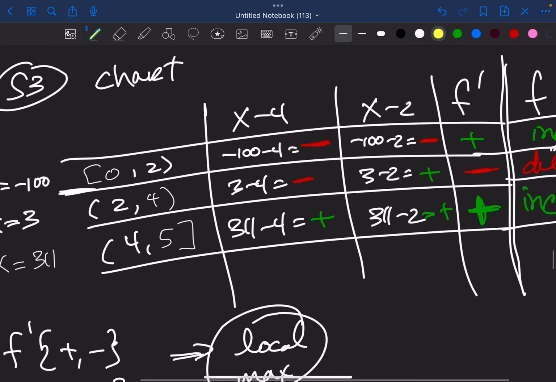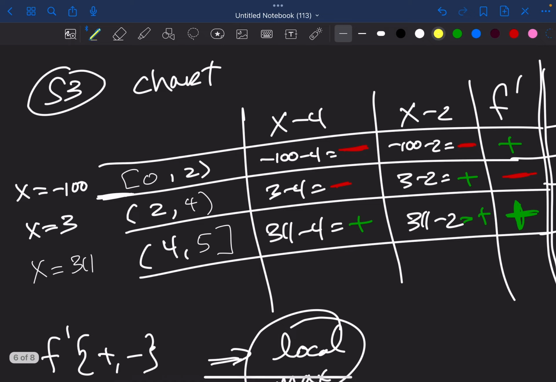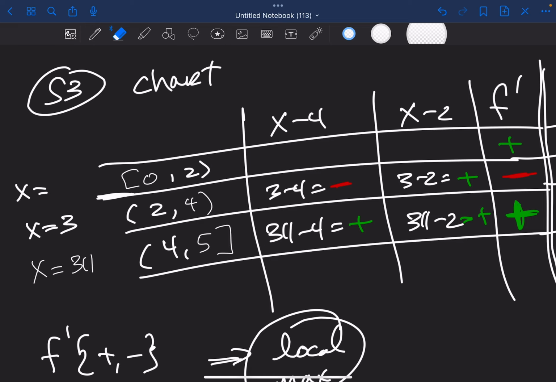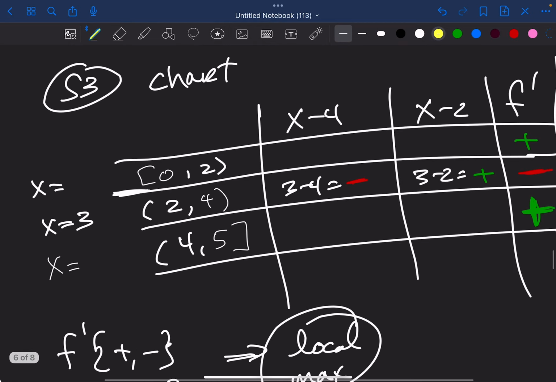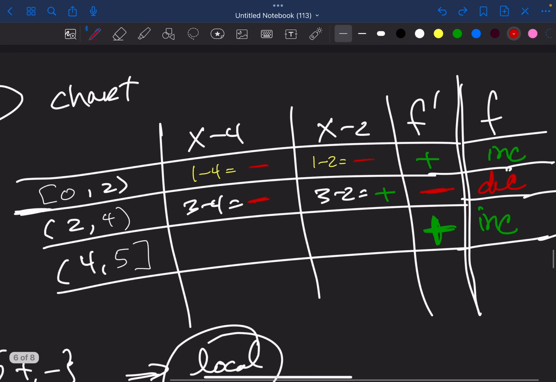Okay? So I take any point inside 0 to 2, and I'm not going to take negative 100. From 0 to 2, maybe I pick something nice like 1, and you see that 1 minus 4 is going to be negative. And then if I plug in 1, 1 minus 2 is also going to be a negative. So a negative times a negative is a positive. So my function is increasing inside of this interval.